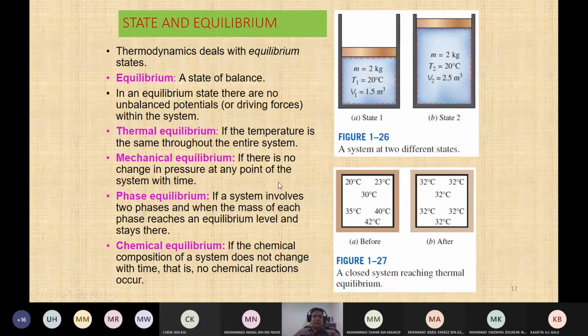This one is about state equilibrium. There are terms we call the state equilibrium, the thermal equilibrium, and the mechanical equilibrium. These terms we should understand in a thermodynamic system. Equilibrium means balancing. In thermal equilibrium, the temperature is the same across the entire system. Mechanical equilibrium means there is no change in pressure at any point over time. Phase equilibrium is when both phases of the mass reach the equilibrium level.